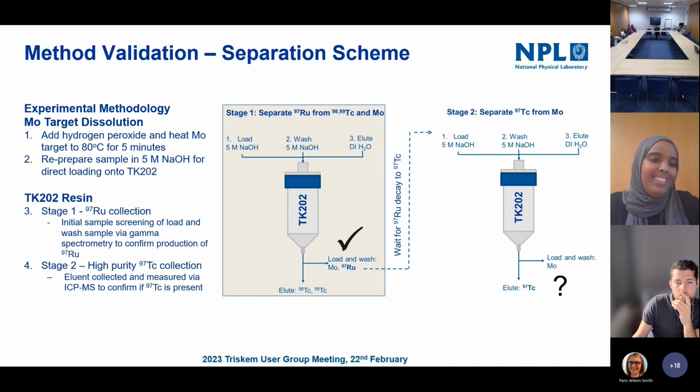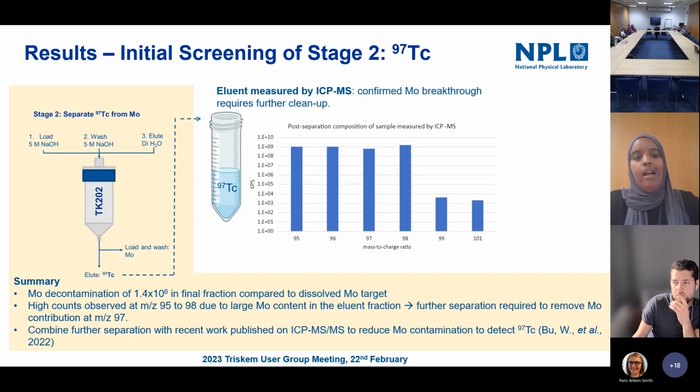And we were quite optimistic, and we tried to initially see if maybe we did have some Tech-97. So the question mark is there because we weren't able to successfully detect Tech-97, but we think we have approaches in place for trying to address the challenges, or the things that are getting in the way of us being able to measure the Tech-97. So here are the results.